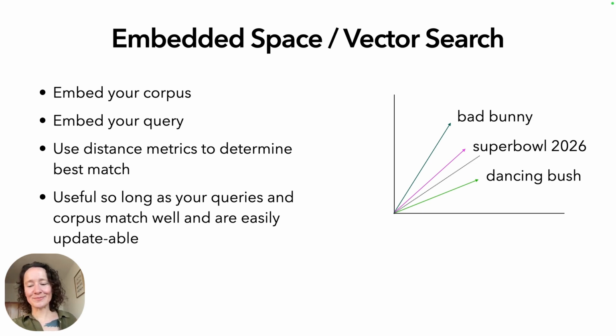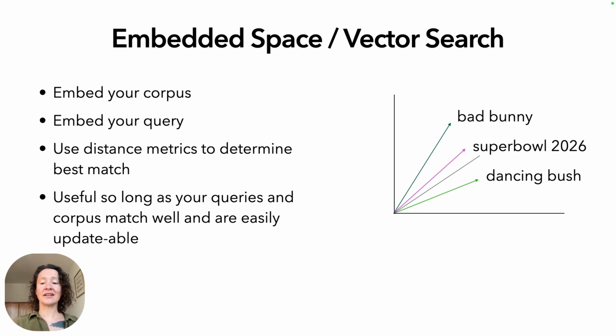So here's just an example that we have from fairly recent history. We have Bad Bunny, we have Super Bowl 2026, and we have Dancing Bush, right? And this also shows you that the recency of your database materials and your query matter too, because pre-Super Bowl 2026, I don't think these vectors would have been anywhere near each other in any sense. So it matters how much you update, how you query things, but it's definitely worth trying.